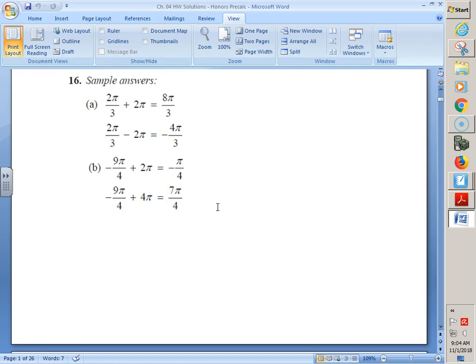So could you have added 2 pi? Sure. Could you have added 24 pi? Sure. You would have been fine. Or any other even multiple of pi. But I think they said they wanted a positive and a negative, so you had to somehow subtract. You could have subtracted 2 pi, you could have subtracted 24 pi, you could have subtracted any even multiple of pi, and you would have been right.